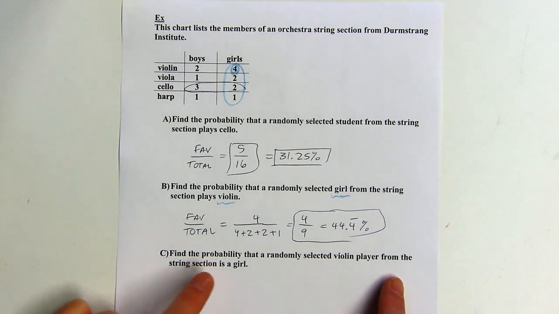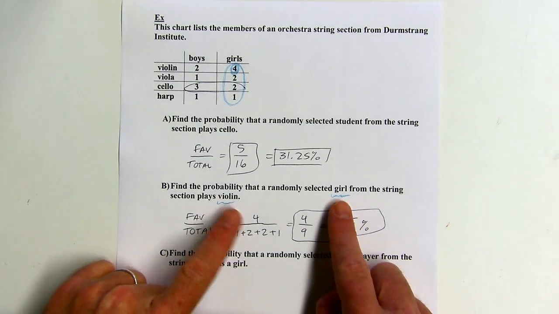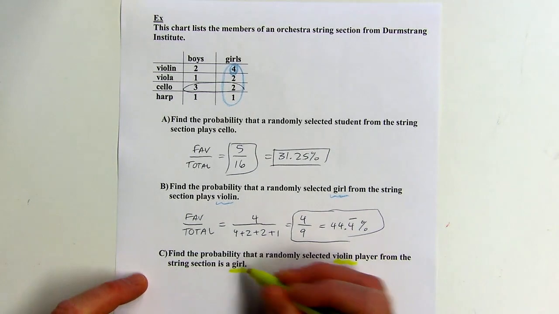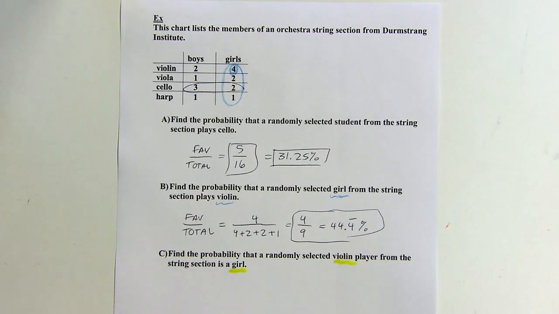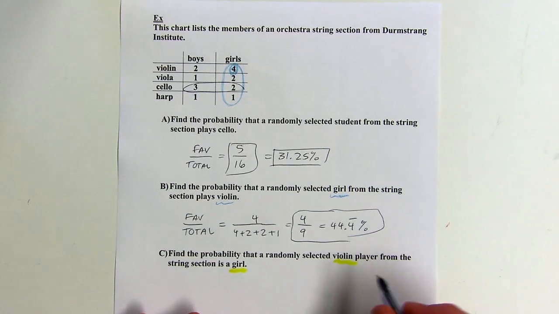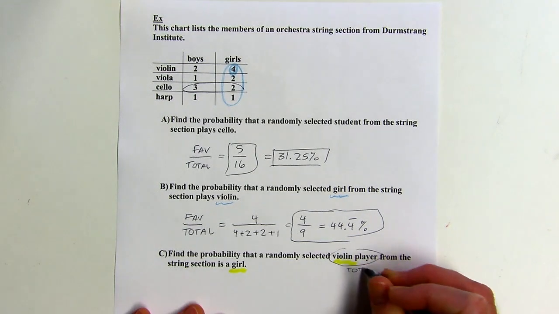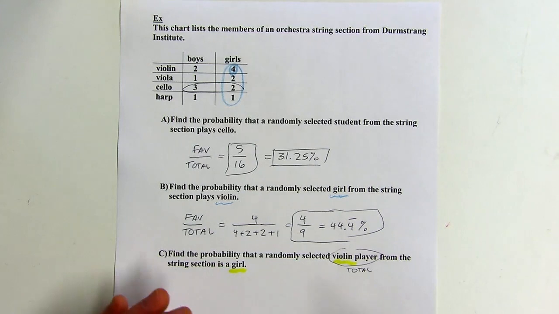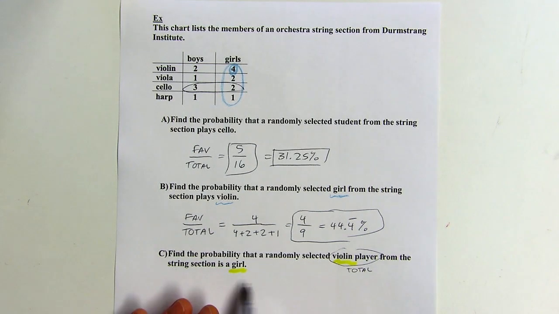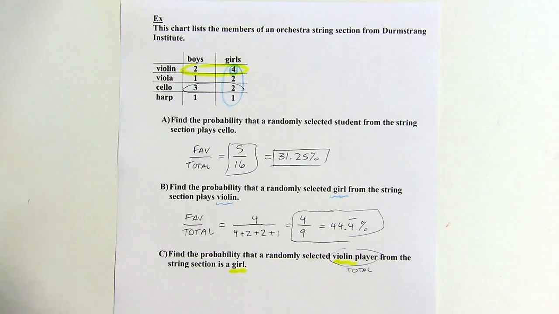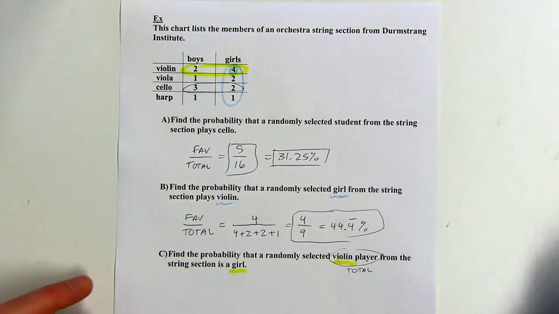And last up, let's find the probability that a randomly selected violin player from the string section is a girl. So this seems like it's the same because we got the same two categories, but it's a little different because we're randomly selecting a violin player. So this is going to be the total, and then the favorable is going to be the girl, the ones that are girls from the violin players. Okay, so this is a little different. So this time the total is going to be all of the violin players. We're randomly selecting a violin player.